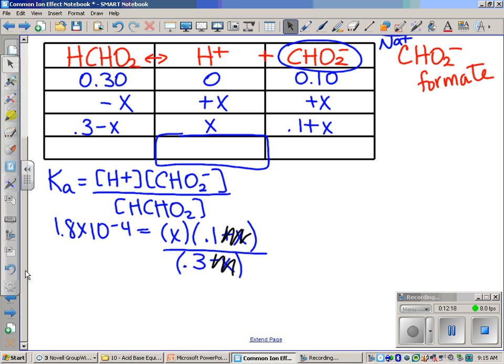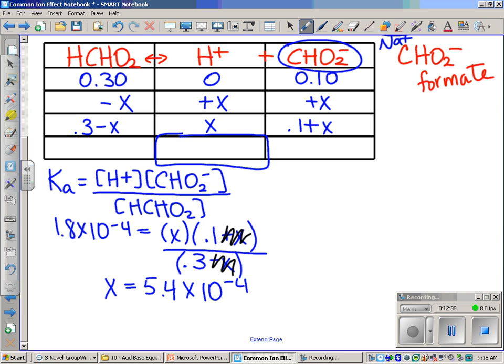Now we are using our trick because we've got 10 to the -4th. So get rid of this and this. This will make the math a lot easier. Cross multiply the 0.3 and then divide over the 0.1, and you end up with an x value of 5.4 times 10 to the -4th.